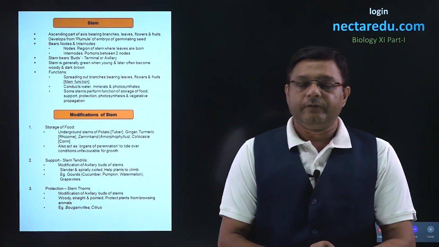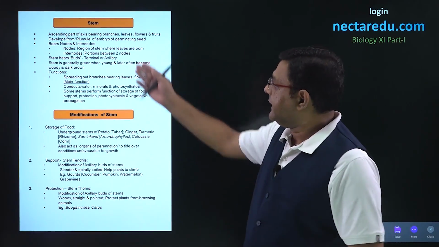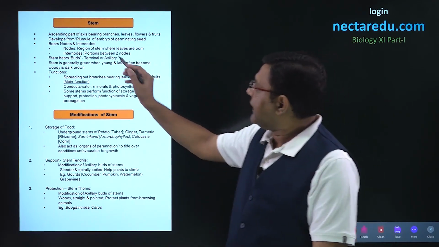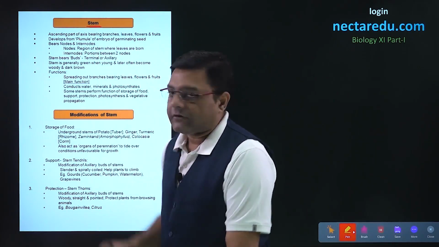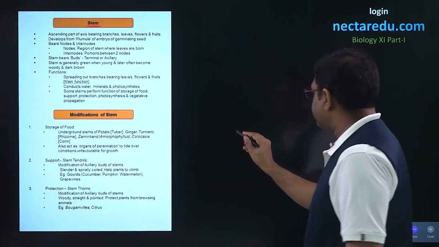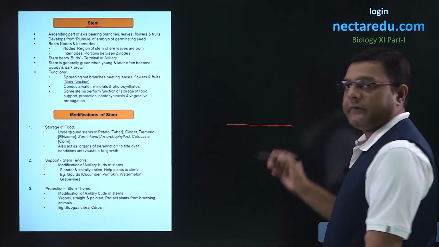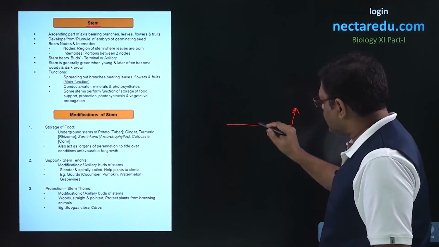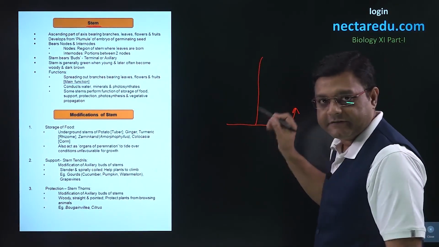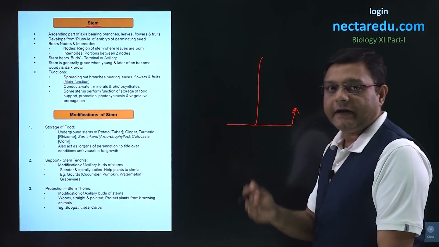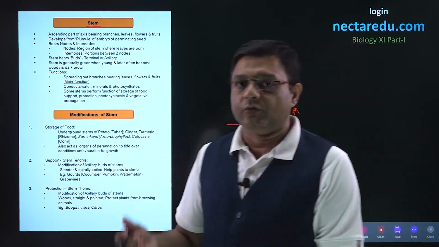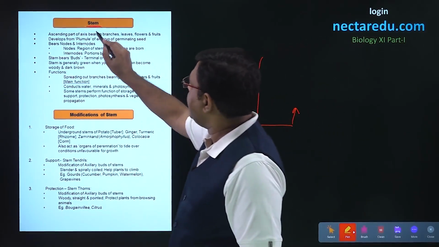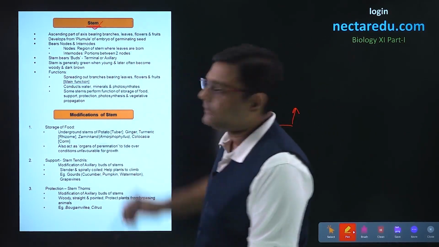In this particular video, we will look into the details of the shoot system or the stem. Starting with the definition of stem: we studied that the shoot system is the part that is present above the ground. This shoot system will have stem on it, and the stem in turn will have leaves, fruit and flowers on it. So, in this video, we will mainly stress on the stem.